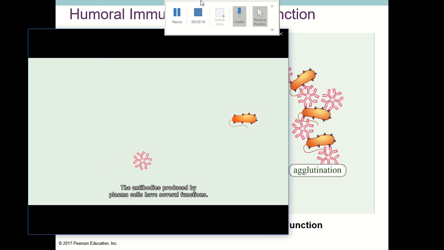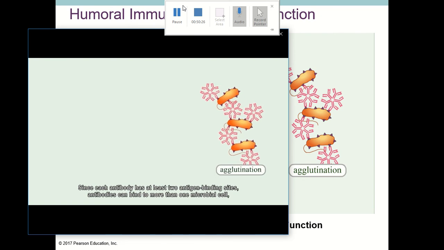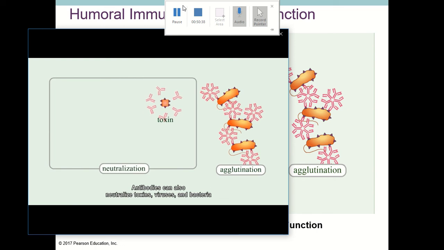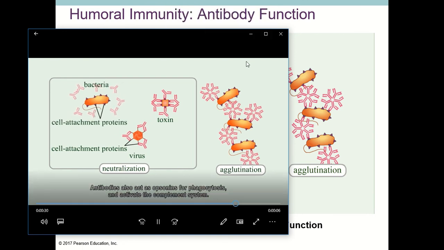The antibodies produced by plasma cells have several functions. Since each antibody has at least 2 antigen binding sites, antibodies can bind to more than one microbial cell, resulting in agglutination or clumping. This agglutination helps remove the microorganisms from the body. Antibodies can also neutralize toxins, viruses, and bacteria by binding to critical portions of the toxin or blocking proteins necessary for attachment to cells. Antibodies also act as opsonins for phagocytosis, and activate the complement system.